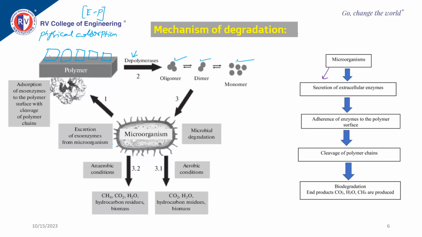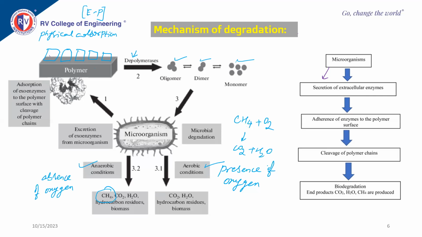In this biodegradation, you have two different kinds: one is aerobic condition, the other is anaerobic condition. Aerobic condition refers to the presence of oxygen. Anaerobic refers to the absence of oxygen. In the absence of oxygen, methane forms as a major product. In aerobic conditions, methane doesn't form, because whatever methane is formed reacts with oxygen, forming carbon dioxide and water. That's the mechanism of the degradation.